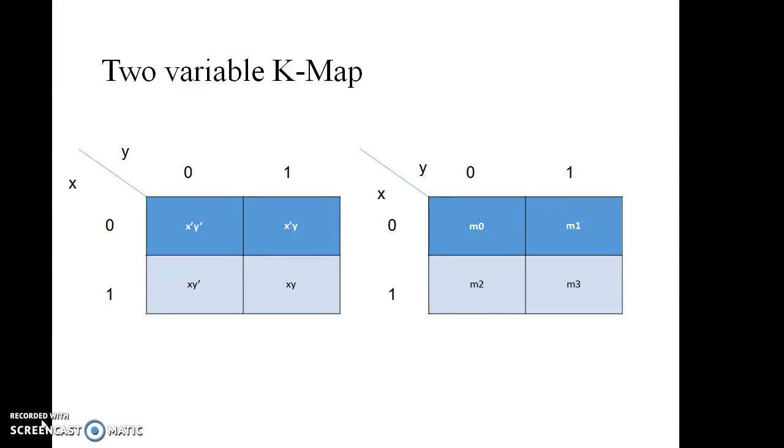An n variable kmap contains 2 power n boxes or cells. First, the 2 variable kmap contains 4 cells. We take the variables as x and y. We represent the cells in the kmap as minterms. The first minterm is 0, the second is 1, the third is 2, and the fourth cell is 3. We represent both variables as 0 and 1.